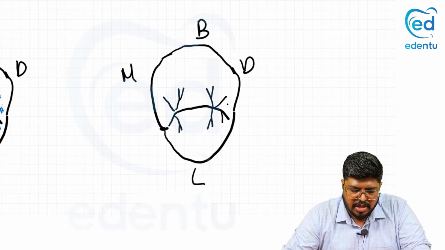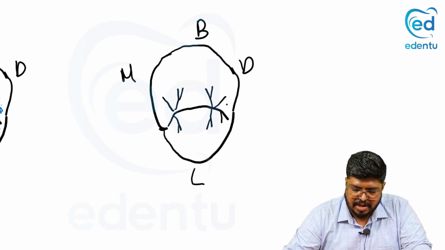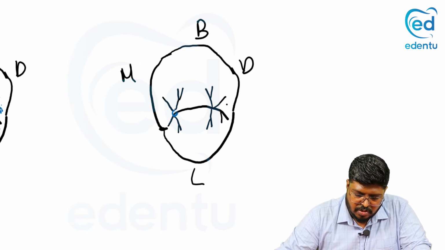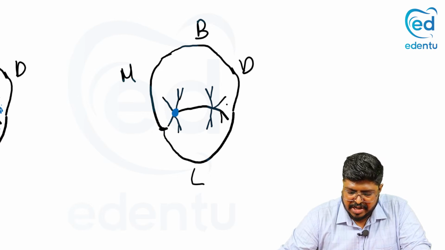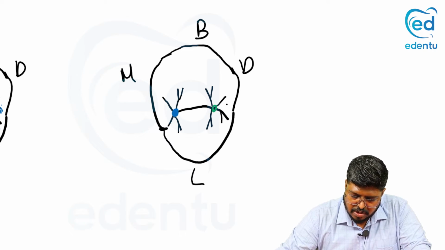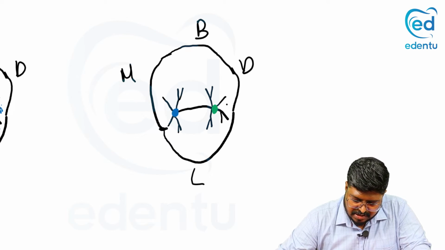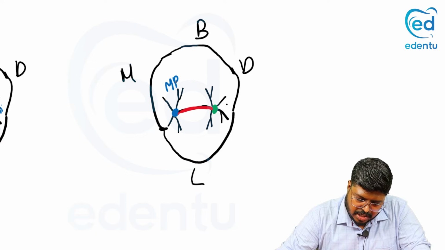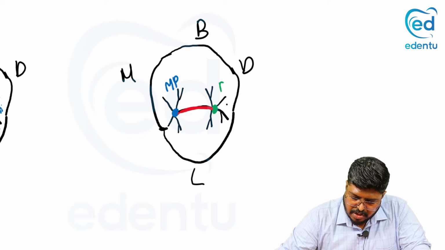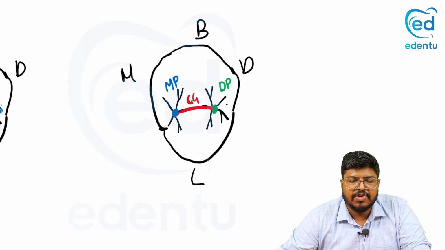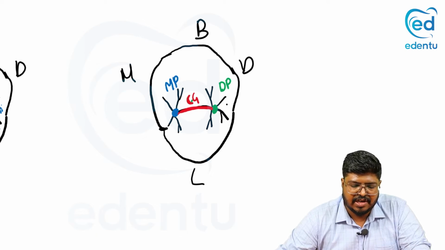When you come to the pits and the fossa that are present, obviously you are going to see the mesial pit. In the distal, you are going to see the distal pit, and in between these two you are going to see the central groove. So here you are able to appreciate the mesial pit, here the distal pit, and over here the central groove which extends between the mesial as well as the distal pit.